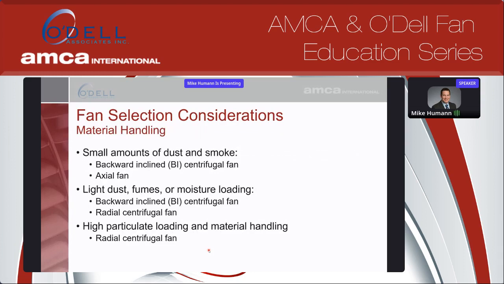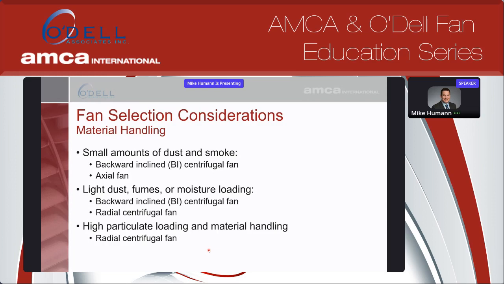Let's further expound on material handling. The first couple things, you really want to know if there's smoke and dust. You're going to be looking at certain types of fans. Those typically would be a backward inclined centrifugal or even an axial fan. And when you start to get to light dust, fumes, or moisture, you can also look at a backward inclined, but radials are going to start to creep in there as well, working well in those applications.